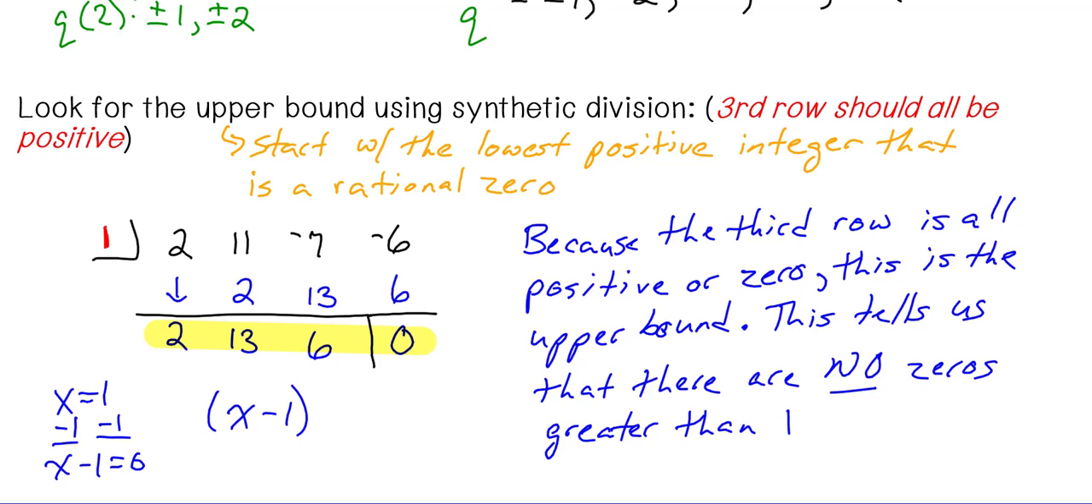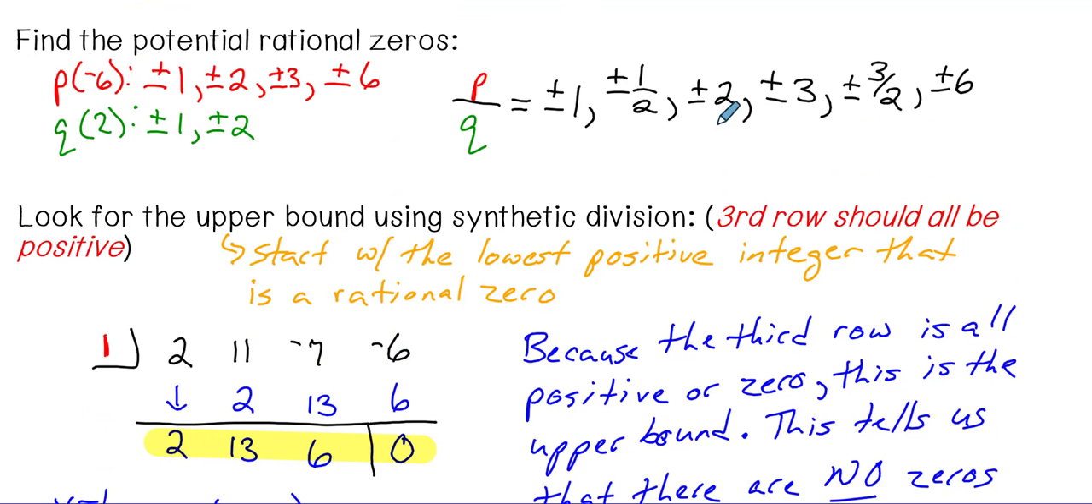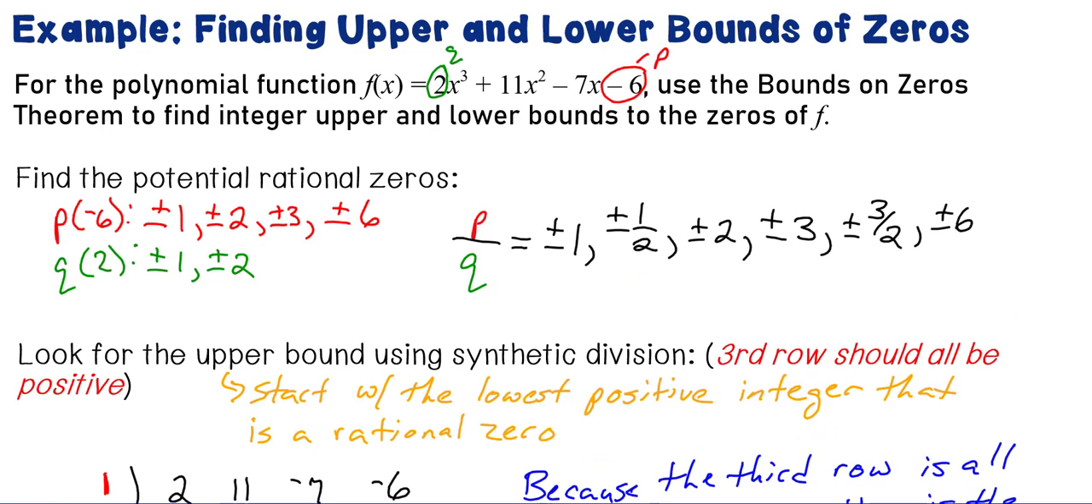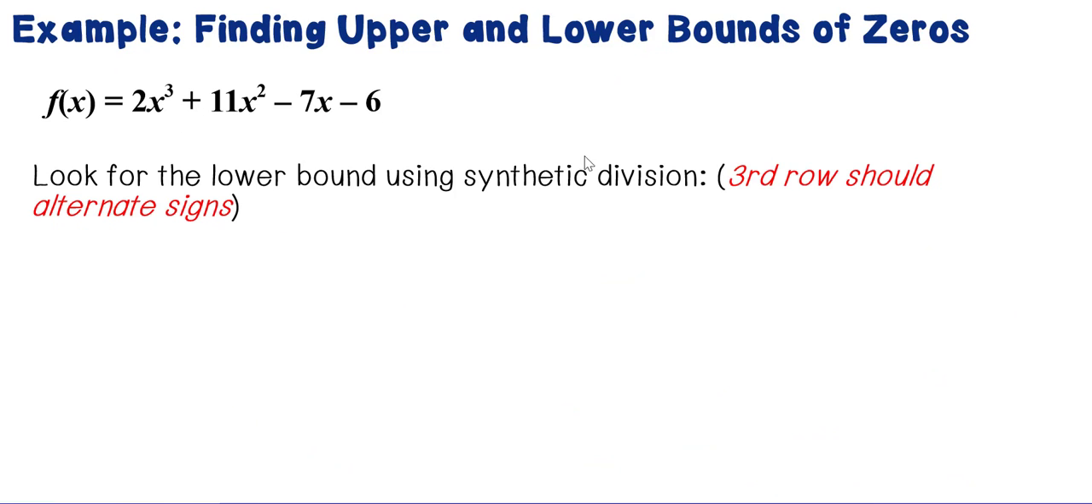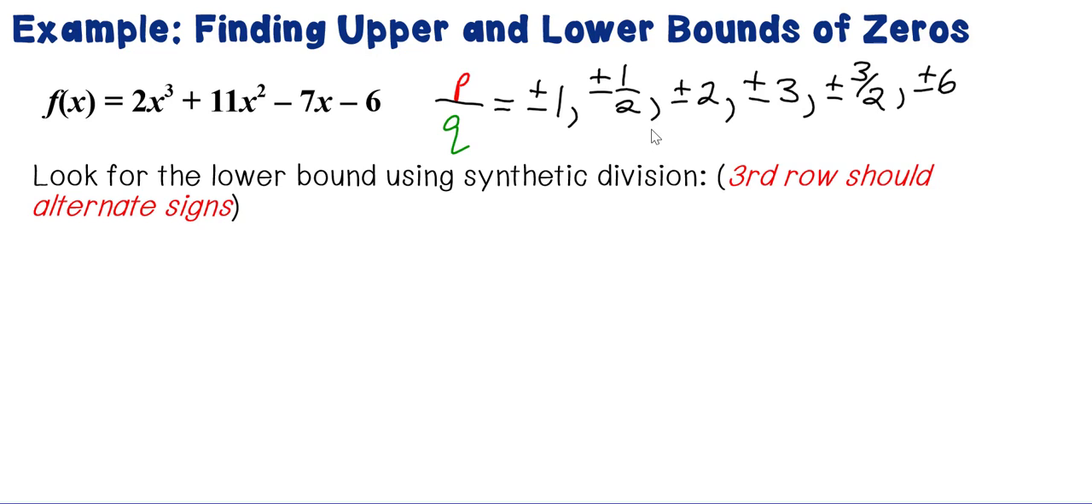So knowing this, I know +2, +3, +3/2, and +6 are not going to be 0. So I don't need to test those with the synthetic division to see if I get a remainder of 0. Because I know with this being an upper bound that they are not potential zeros for my polynomial. Okay, so now we're going to look for the lower bounds, and I'm going to paste these, my potential real, rational zeros from the previous slide.